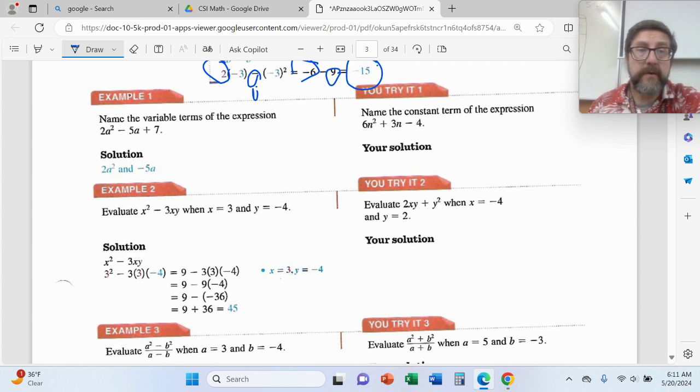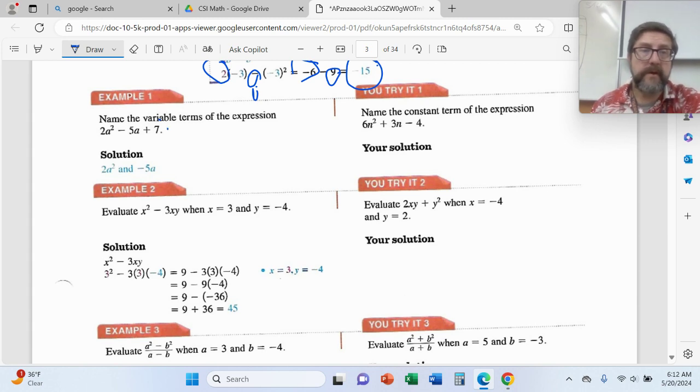Name the variable terms of the expression. So we're taking 2a squared minus 5a plus 7. So we're doing 2a squared and minus 5a. So it says name the variable terms. Okay, so it doesn't really want you to do any of the math. It's just asking you to name the variable terms.